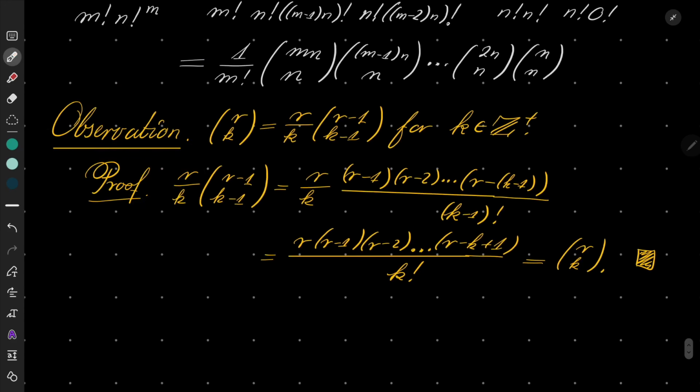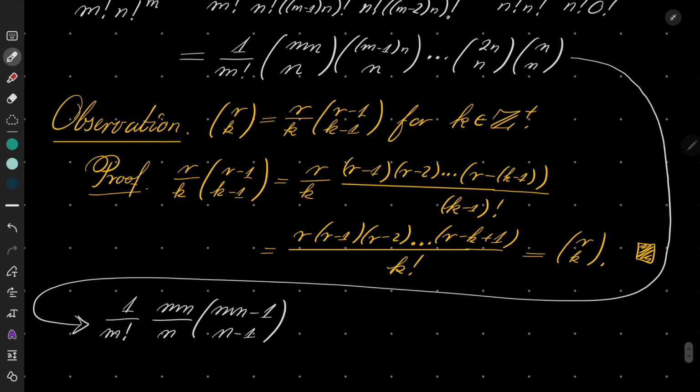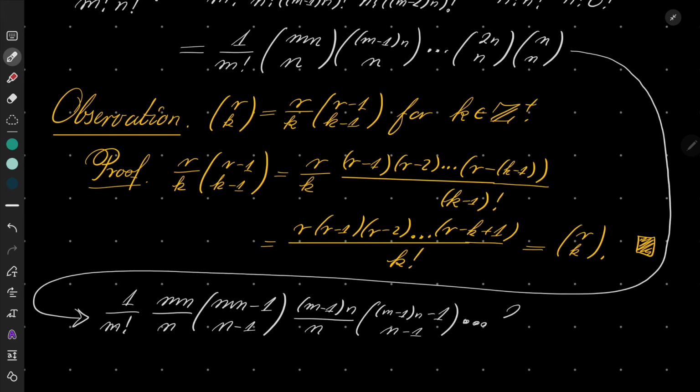Which means that this result right here can be written in the following way. 1 over m factorial, and now mn choose n can be written as mn over n times mn minus 1 choose n minus 1. Our second binomial coefficient can be written as (m minus 1)n over n times (m minus 1)n minus 1 choose n minus 1, and so on. The penultimate can be written as 2n over n times 2n minus 1 choose n minus 1, and the last one is n over n times n minus 1 choose n minus 1.